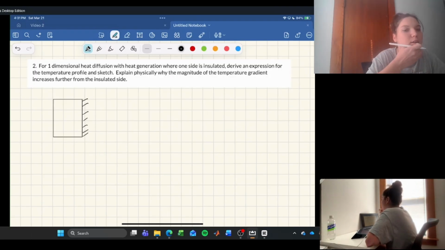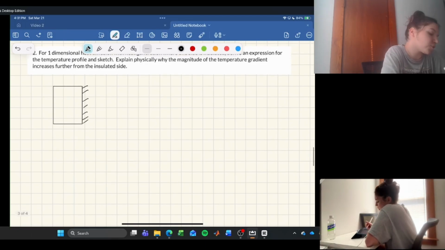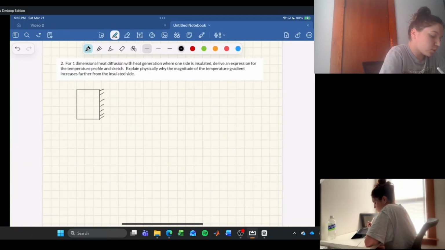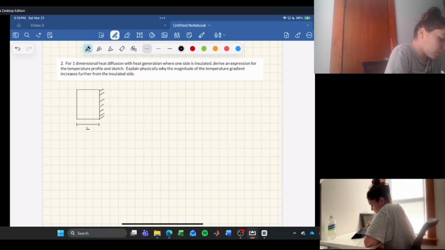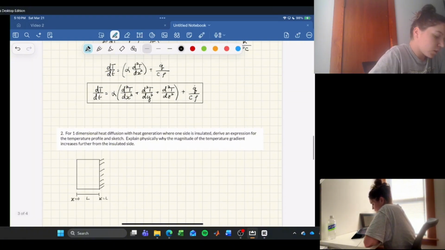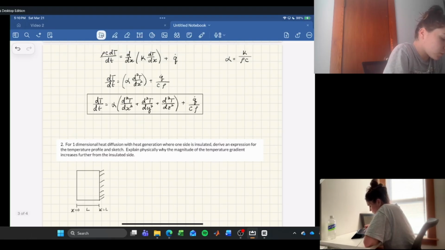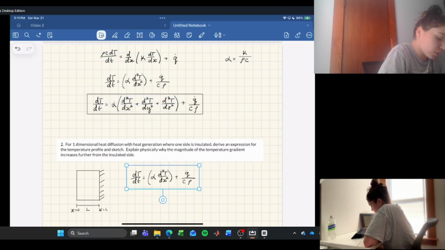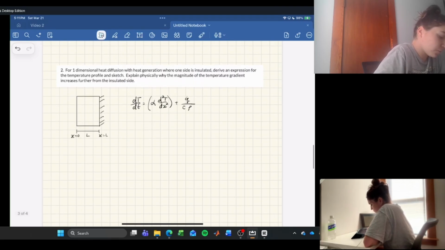Okay, so now we're looking at a one-dimensional heat diffusion with heat generation where one side is insulated. So that's what I have drawn here. And then this is going to be at some length. And it's going to be, let's say x is equal to 0 over here. This is x is equal to whatever the length is. And we can use the heat diffusion equation from before. Copy that down.